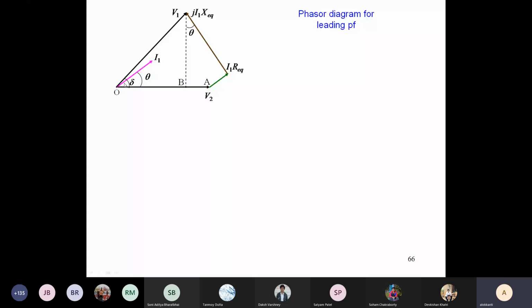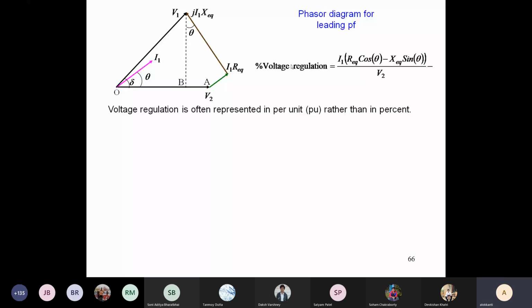So following the same approach, you can show that the percentage voltage regulation, obviously I have not written that percent, into 100. So there is a 100 also into 100. So the percent voltage regulation is I1 Req cos theta minus J1 Xeq sin theta by V2.